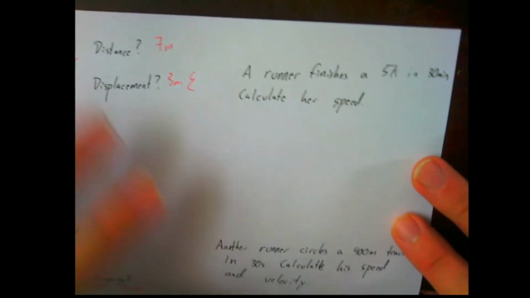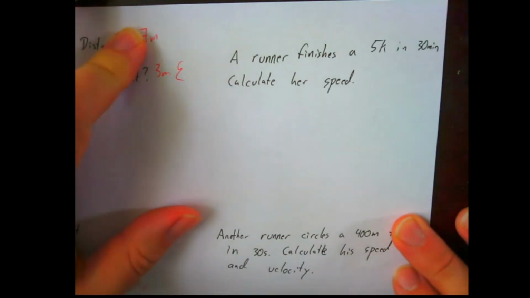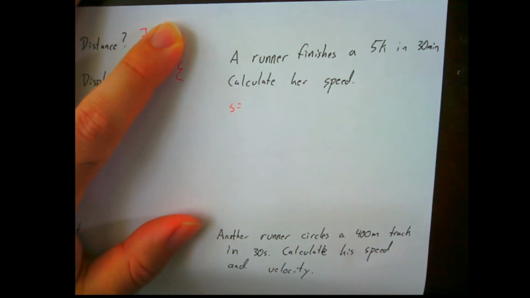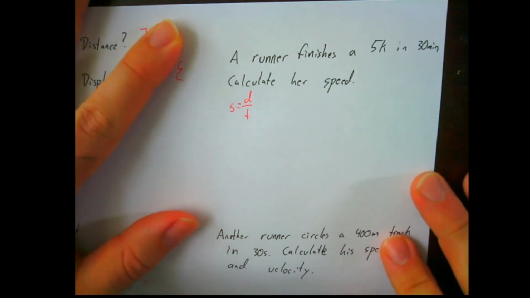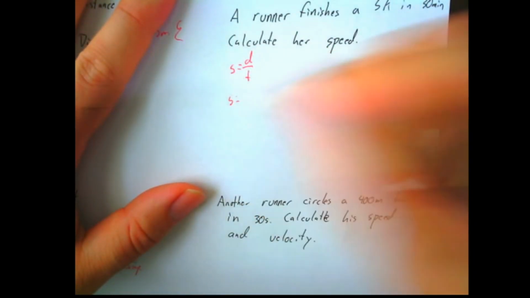Now let's do a little bit of math. A runner finishes a 5K in 30 minutes. We want to calculate her speed. Let's start by writing our formula. Always write the formula first. Distance over time. Speed is distance over time. Let's plug in our numbers.